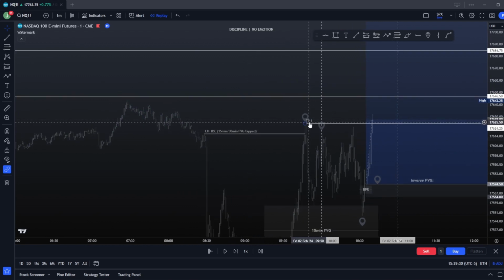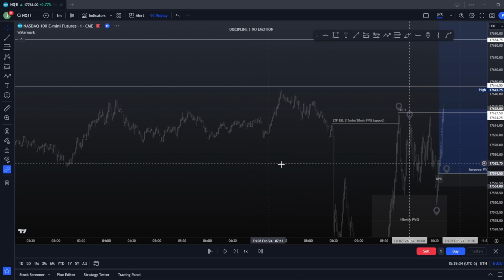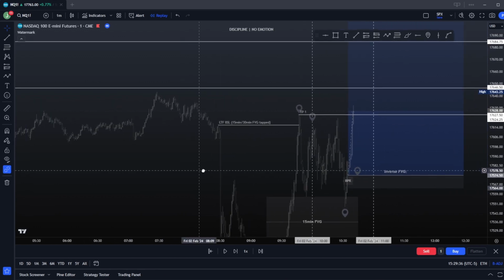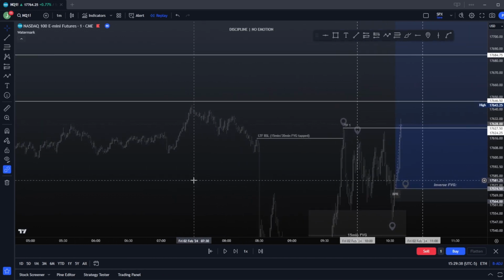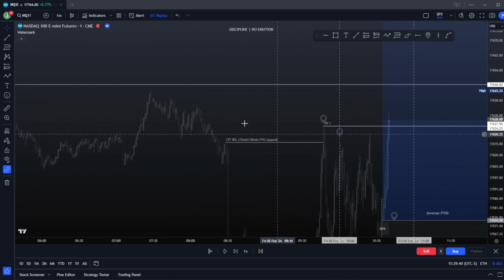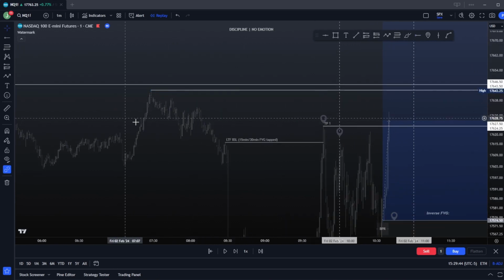So not only do we have this TP1, but we can go back and say, okay, where else are orders sitting? We could go as far as to say we can make this a TP. I'm sure a lot of orders are sitting up here.